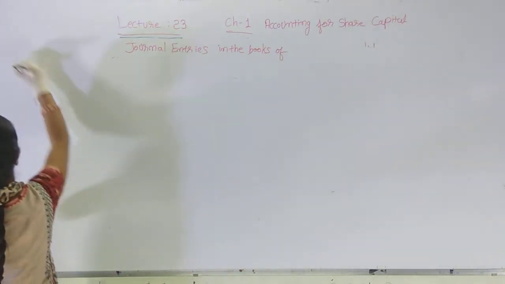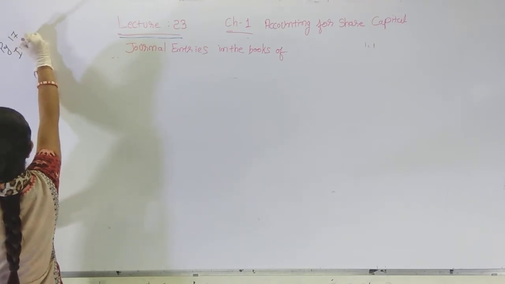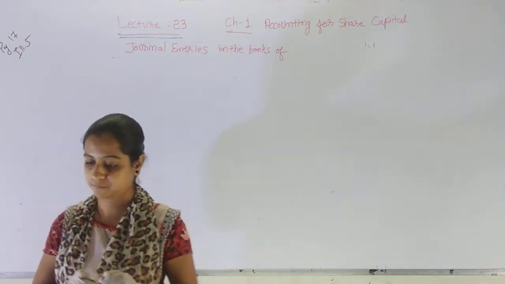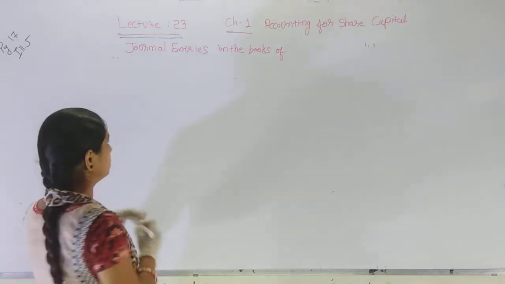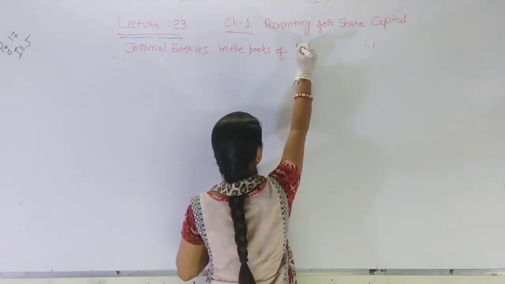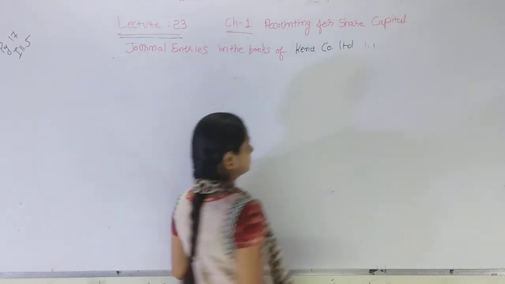Page 17, illustration number 5. Kena Chemical Company of Vadodara. So first of all we'll give the journal entries in the books of Kena Company Limited.